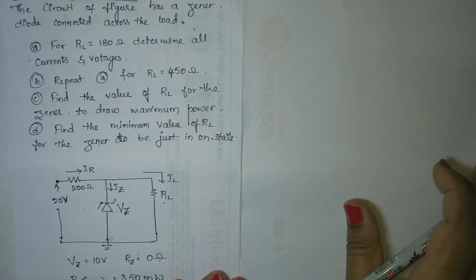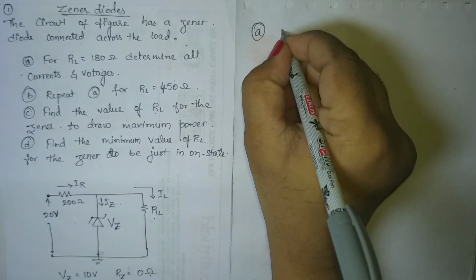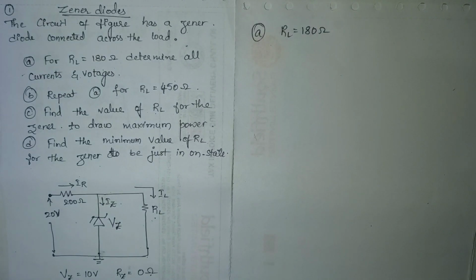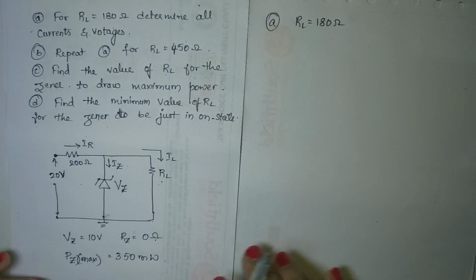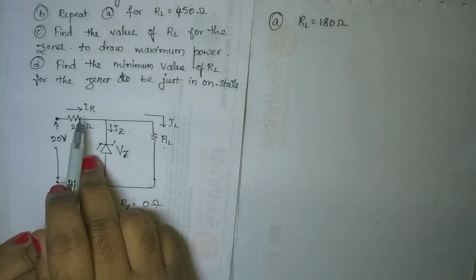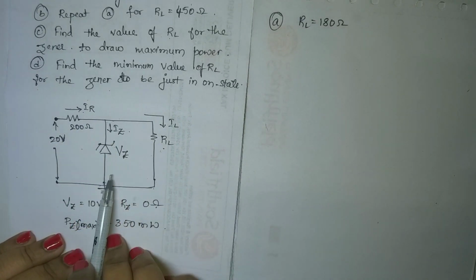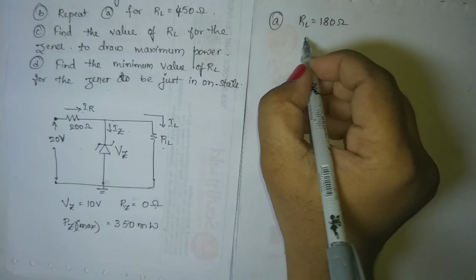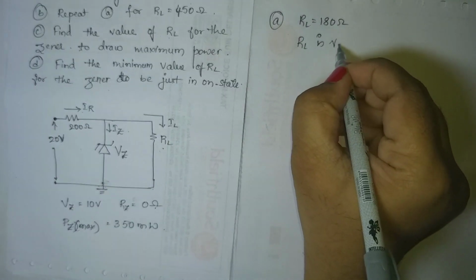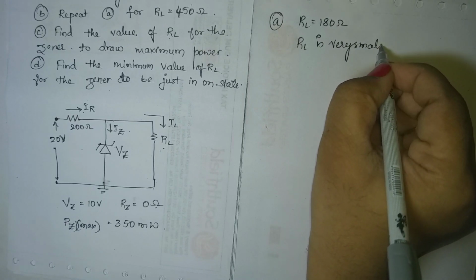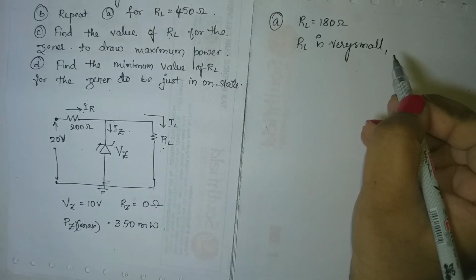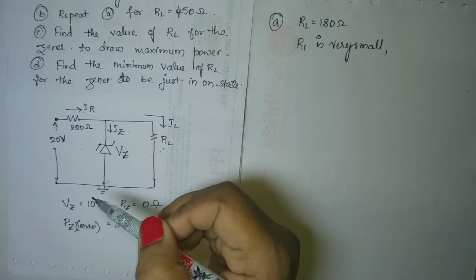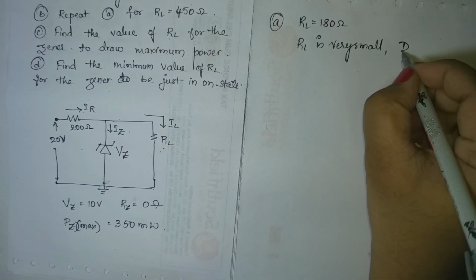So let me take the very first case here. The first one is I have to take RL equal to 180 ohm and find the values of currents. Which currents do I have in the circuit? In the circuit I have IR, IZ and IL, and I also need to find VZ. Initially I assume that RL is very small. So assuming that RL is very small, I consider that this diode will not turn on. The diode is off.